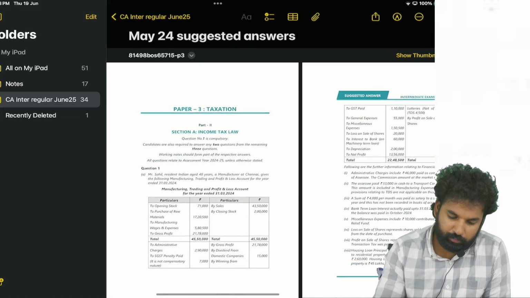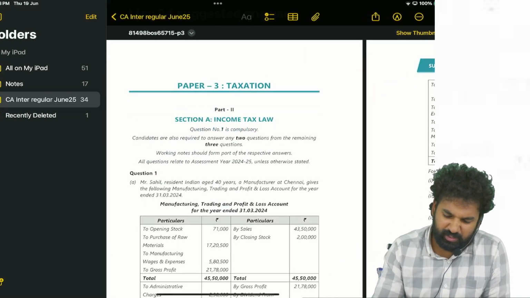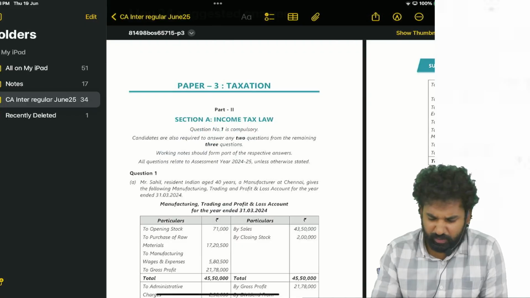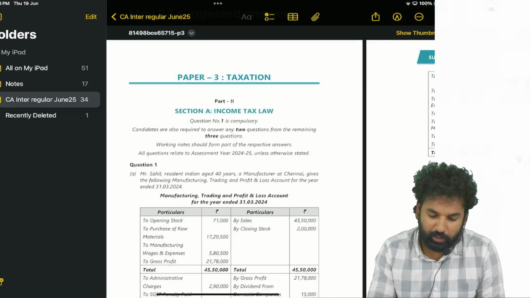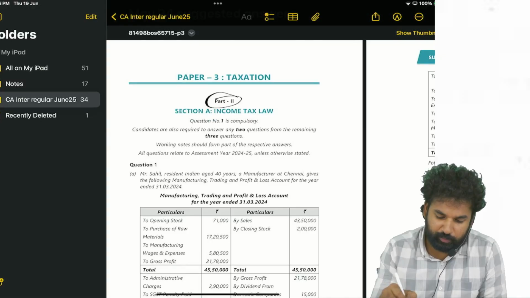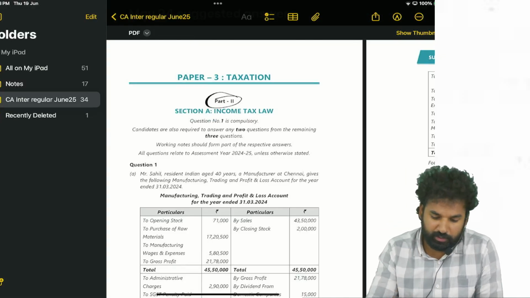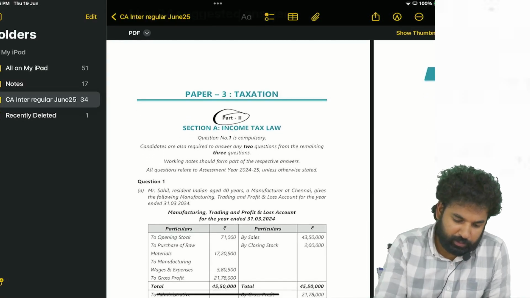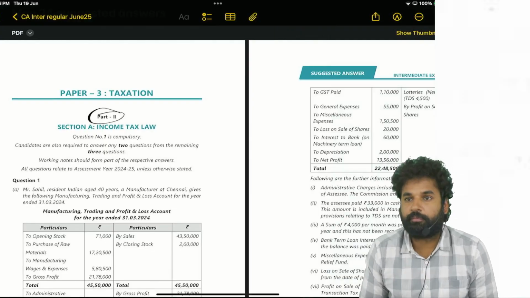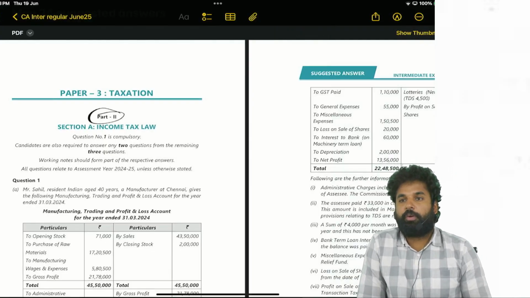May 24. Here I think objective questions are there. No, it is not there. Objectives are there, but in this paper, in the suggested answers part, it is not there, because at that time they were not giving the objective paper out. MCQs, they were not giving out then.